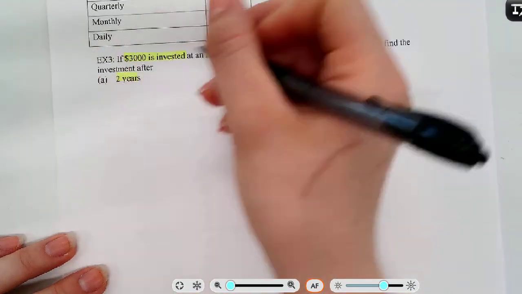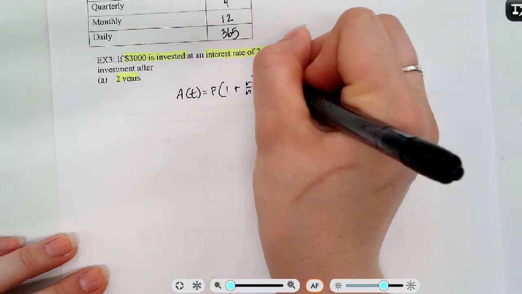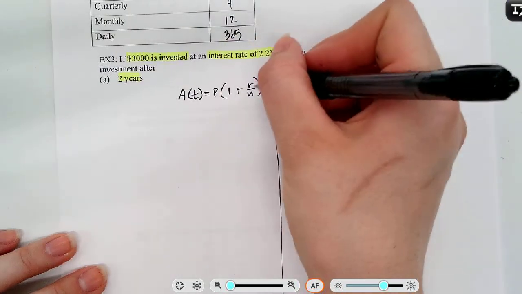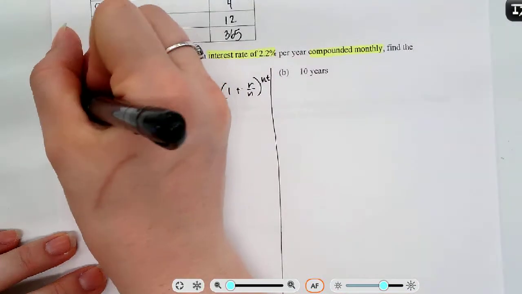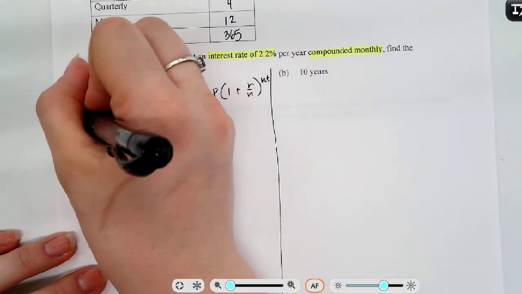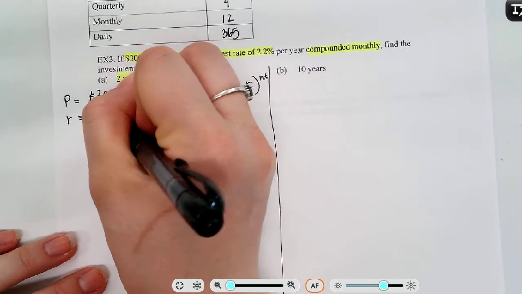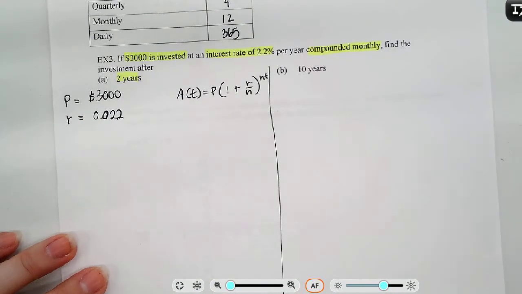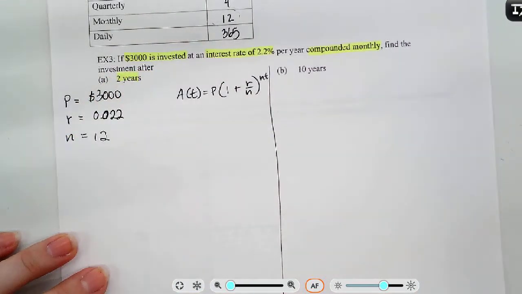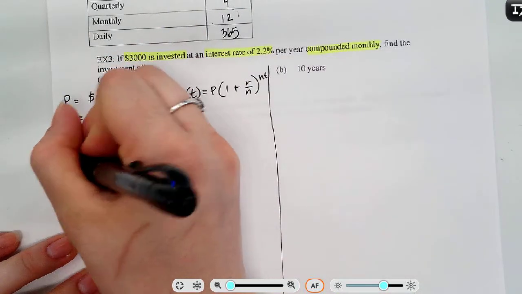So I know I'm going to be using the function A(t) = P(1 + r/n)^(nt), and I'm trying to find A(t). So let's figure out what my P, r, n, and t values are. P is my principal, which is $3,000. My rate, r, is 2.2%, which as a decimal is 0.022. Compounded monthly means n is equal to 12. And the investment after 2 years means t is equal to 2.